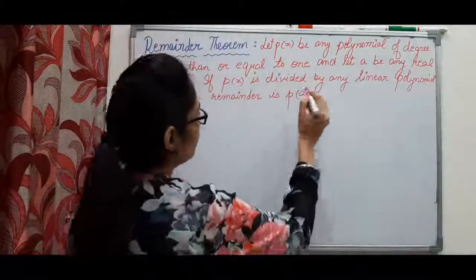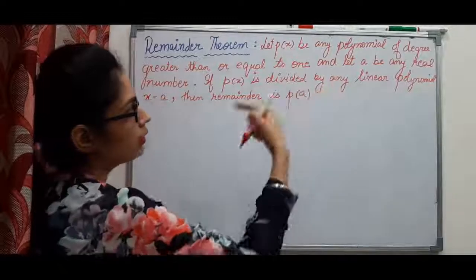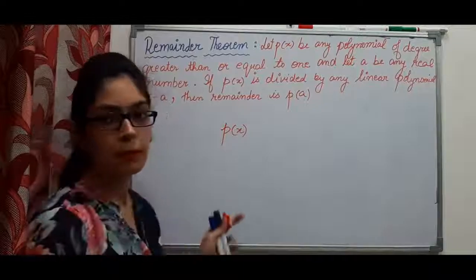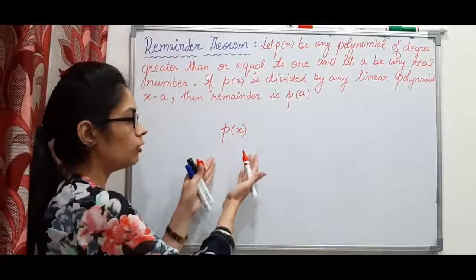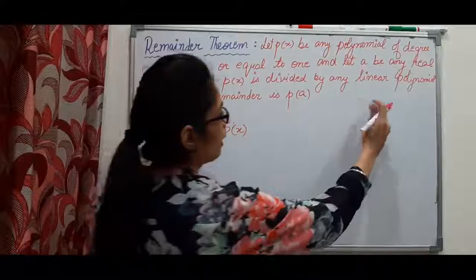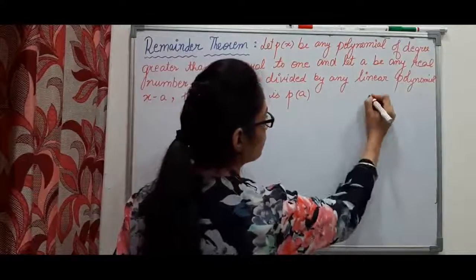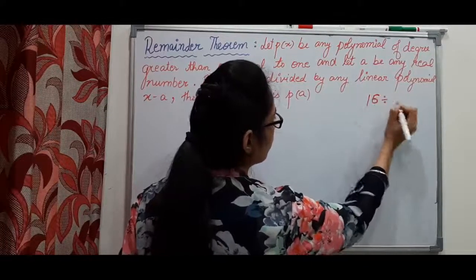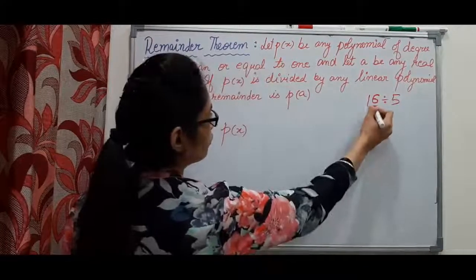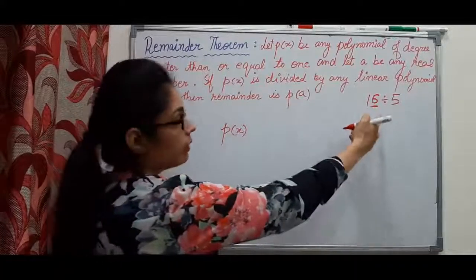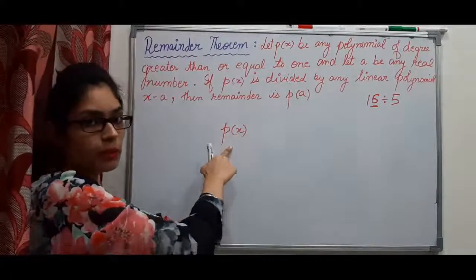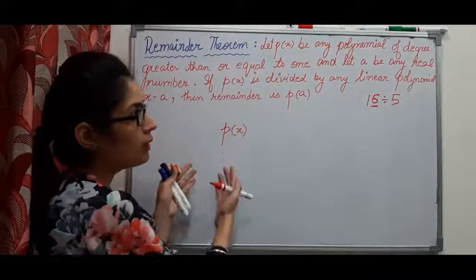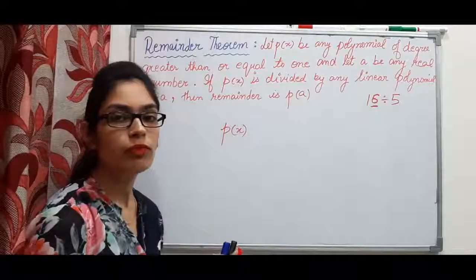So let's write it down in the same way. They are telling us Px is any polynomial, which means Px is our dividend now. This polynomial we are dividing. So 16 divided by 5 we have done, where 16 was the dividend that time. Now Px, which is a polynomial, is the dividend. It can be a linear polynomial, it can have greater degree also.